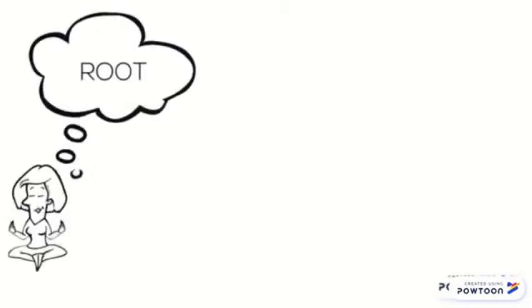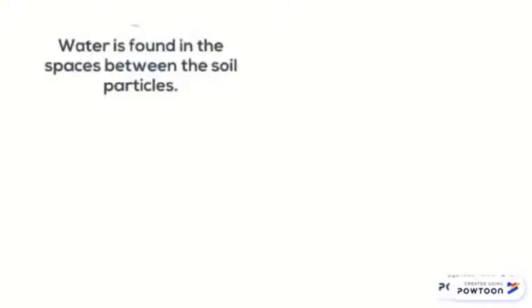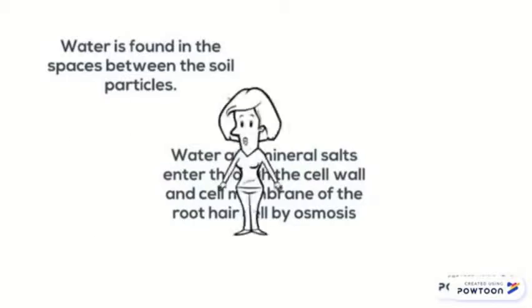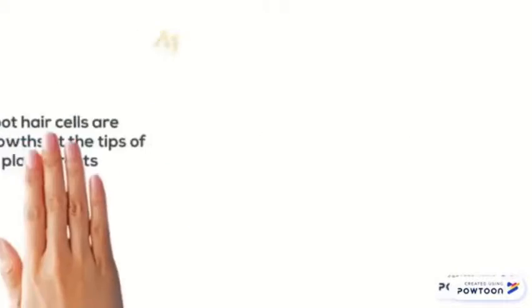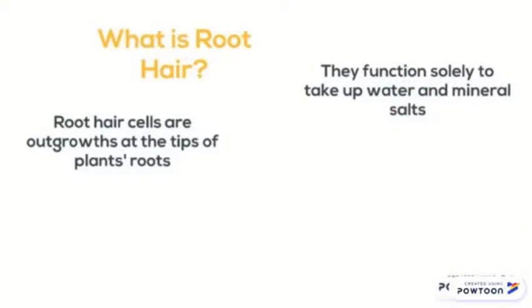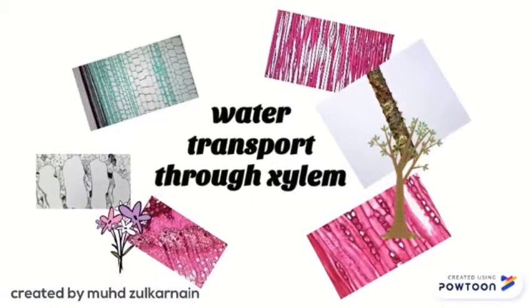This is the root of most plants where the transpiration process starts. First, water is found in the spaces between the soil particles. Then, water and mineral salt enter through the cell wall and cell membrane of the root hair cells by osmosis. What is root hair? Root hair cells are outgrowths of the tips of plants' roots. They function solely to take up water, which is transported through xylems.